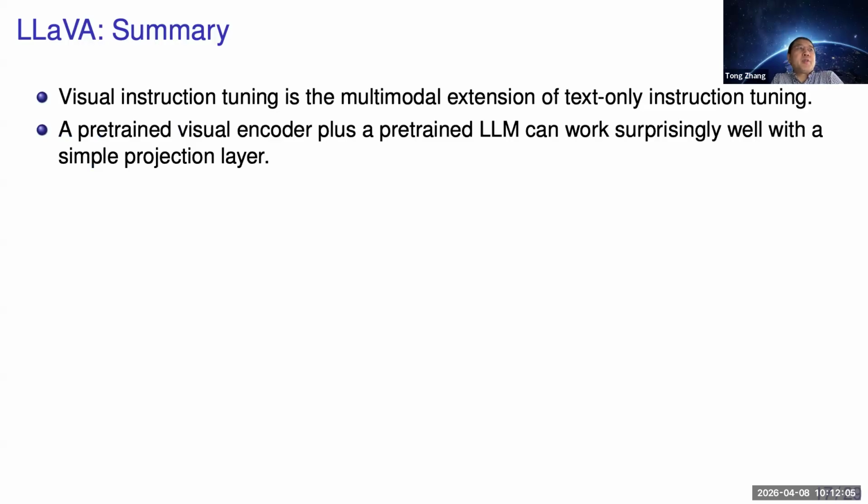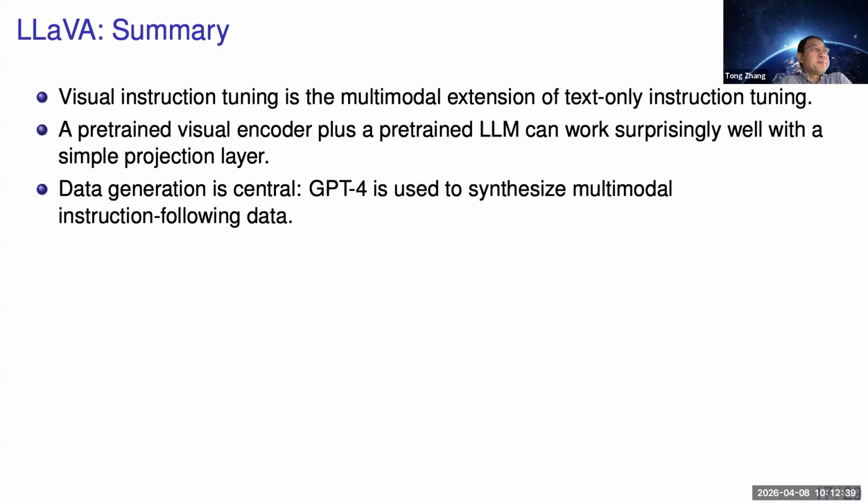A pre-trained visual encoder plus a pre-trained LLM can work surprisingly well with a very simple projection. This is also shown because, although when I present it, it looks straightforward, when you come up with it, it's not that obvious that this one will work well. There are much more complex designs, as I mentioned. People would first think about complex things, then later realize the simple things work well. So it's non-trivial, even though simple. Simple doesn't mean trivial.